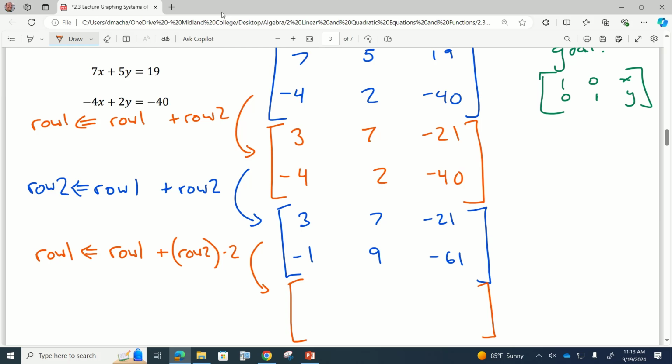And then I would get 3 plus -1 times 2, which is 3 plus -2. 7 plus 9 times 2. That's 7 plus 18. 25, yeah. And over here, a little bit trickier, but I can write it down to be extra careful.